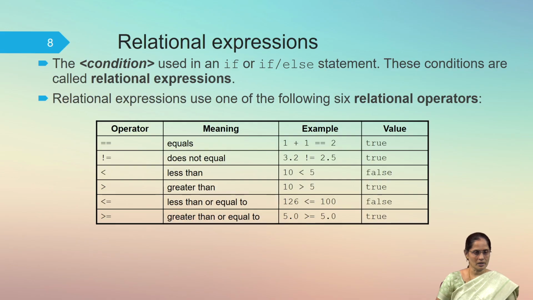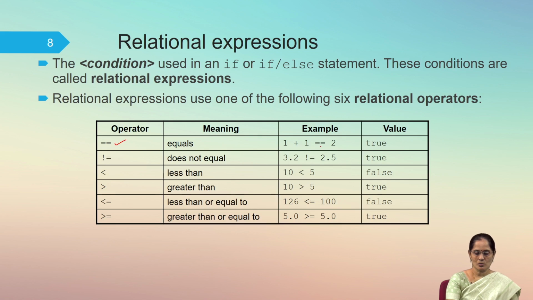Okay. Now, we need a small clarification on how a condition can be represented in an if or if else statement. We will be using relational expressions. What are the relational operators? Less than, greater than, less than or equal to, greater than or equal to, not equal to, and the equality operator. So, the double equal to symbol is for checking equality.